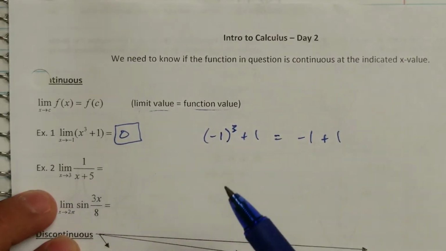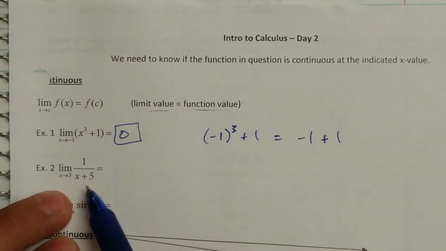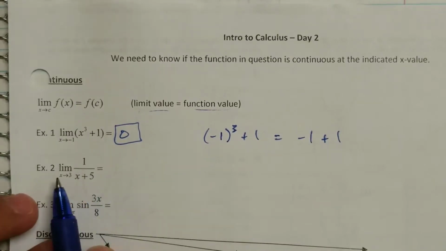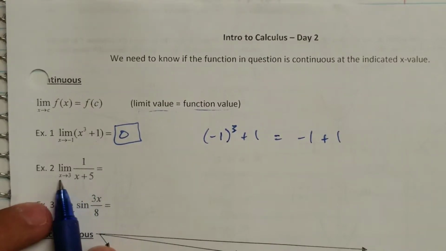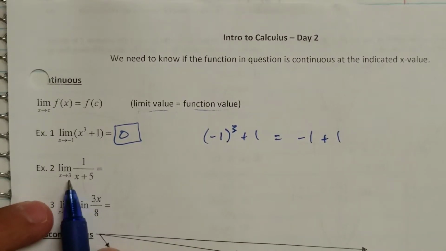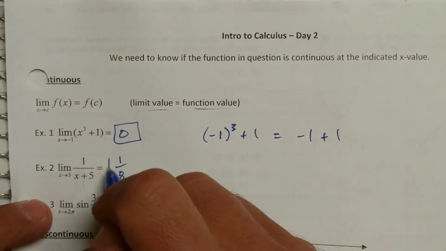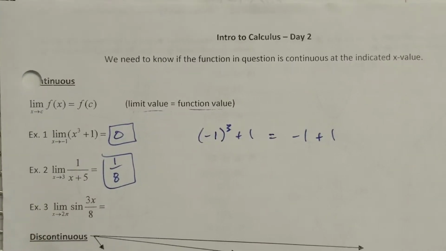And we would get 0. All right, on the next one, we do have a rational here, a reciprocal function. We know that there's a vertical asymptote at -5, but notice that the problem is asking what is the limit of this reciprocal as x approaches 3? So the question is, is there any discontinuity at x equals 3? And the answer is no. It's continuous at x equals 3. So we can just plug in 3 and we get 1/8. Again, that's because it's continuous at 3.